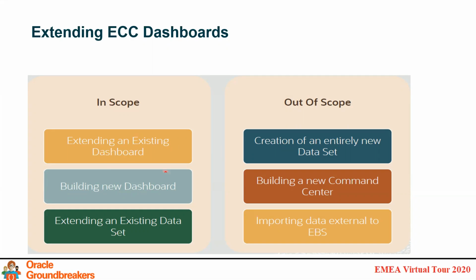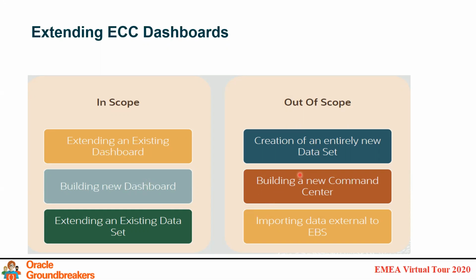So let us say I have the requisition data set. As an EBS customer, I cannot create my own data set. Let us say if I don't have the procurement closing process dashboard, I cannot create my own. Or if I don't have the receiving dashboard, I cannot create my own data set, or my own command center. I can only create dashboards using the existing data sets. So new command centers or new data sets have to come from Oracle. We can play around with the existing data sets and our existing dashboards.